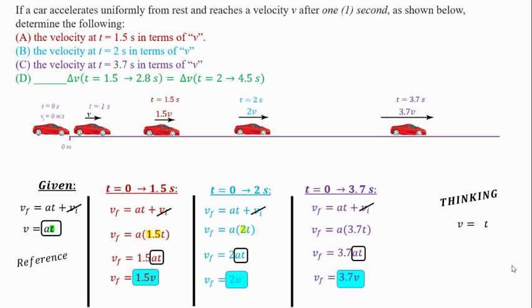So instead of saying V is equal to AT, I'm going to take A out because it doesn't matter. Therefore, I can rewrite the statement: V is proportional to T. You notice that the equal sign changed to a proportional sign. Now, why is that important?